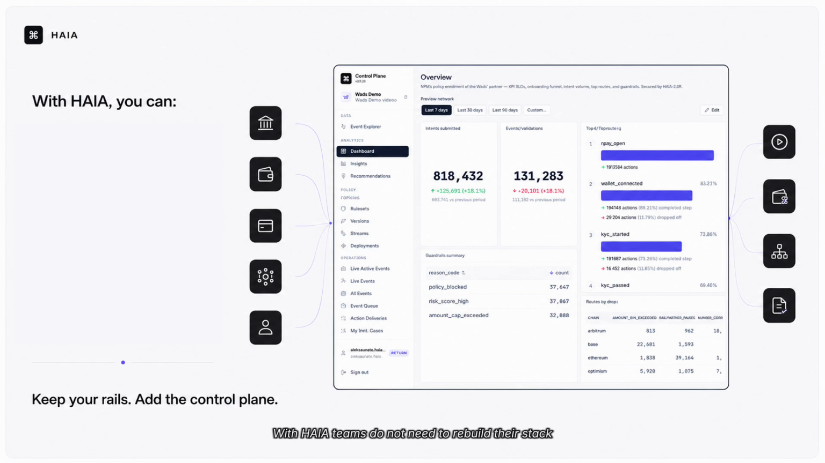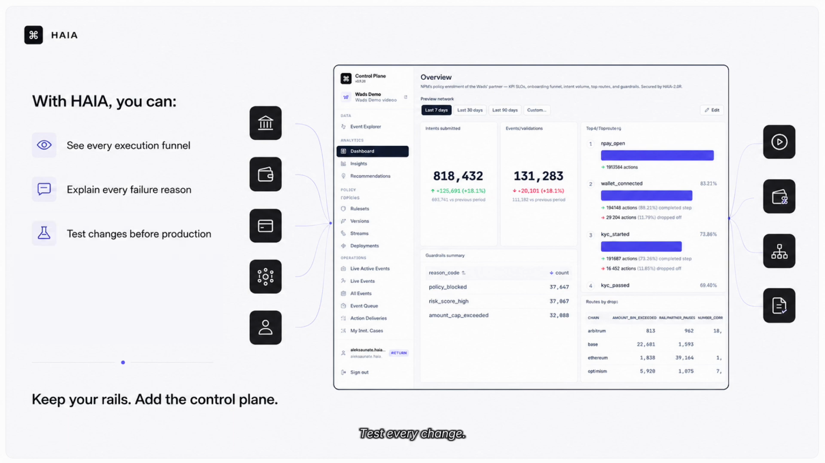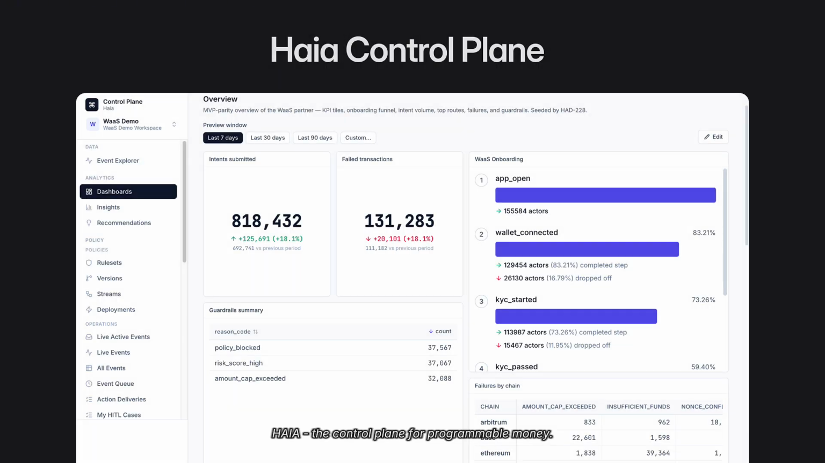With Haia, teams do not need to rebuild their stack to make programmable money enterprise-ready. See every funnel, explain every failure, test every change, enforce policy before settlement, scale existing rails with control. Keep your rails, add the control plane. Haia, the control plane for programmable money. See every flow, test every change, govern every transaction, scale with confidence.